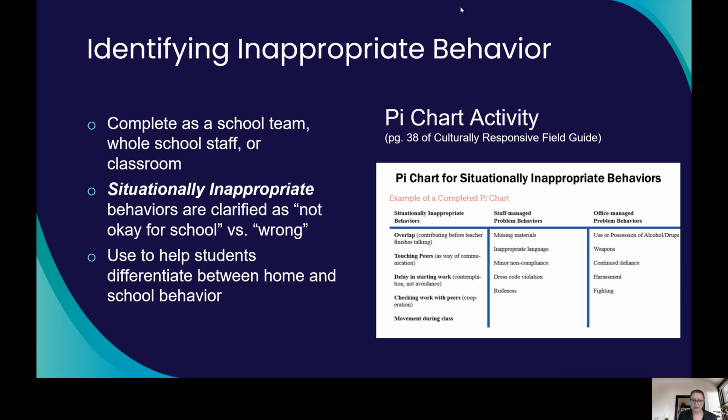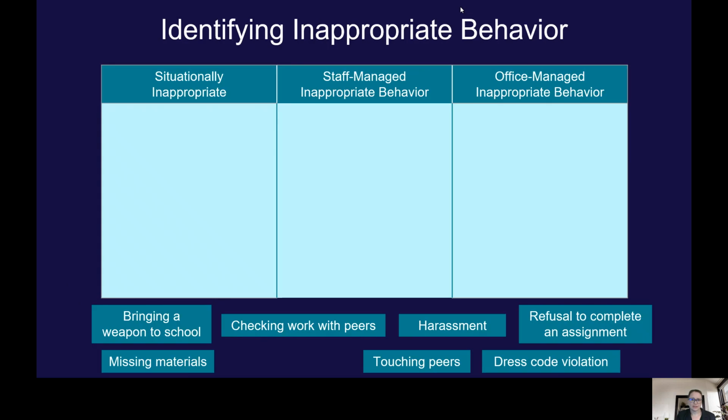Instead of punishing the student for talking out, staff can use this tool to teach when and where overlap is desired in schools. Staff managed or minor behaviors are handled by the teacher with no administrative action needed. Your school may still decide to document these behaviors or track trends and identify areas for school improvement. Office managed or major behaviors are more serious behaviors that are handled by an administrator or other support team in the school and often will include some administrative action.